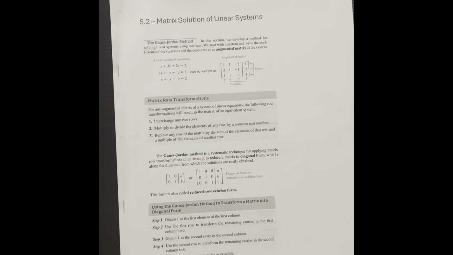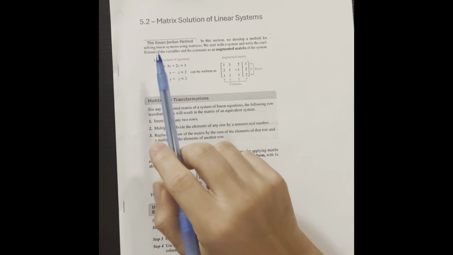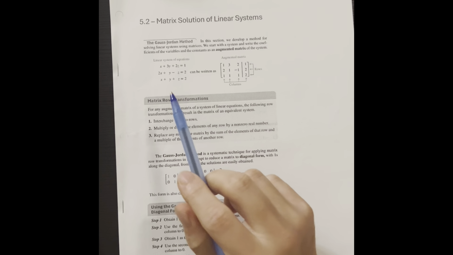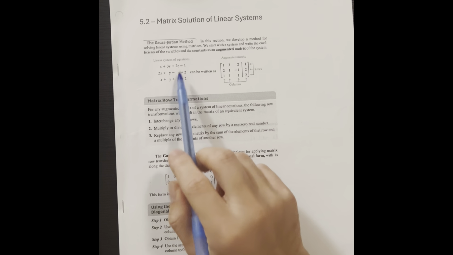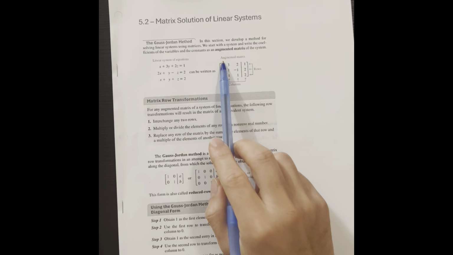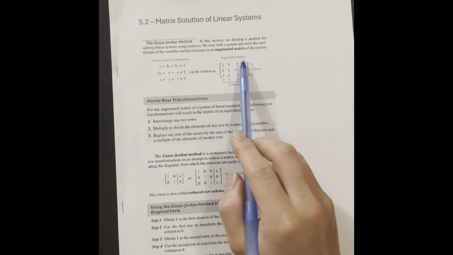In this unit, we learn how to solve linear systems of equations using matrices. The process is called the Gauss-Jordan method. The first step of the method is to convert the system of linear equations into the augmented matrix form.